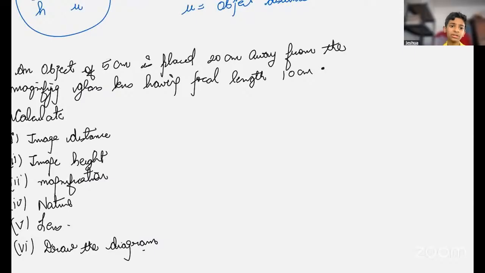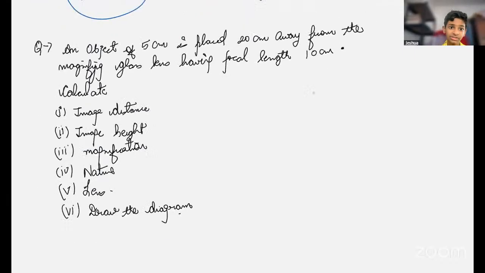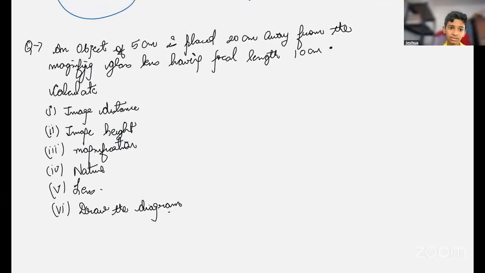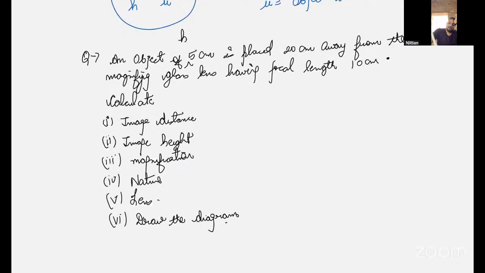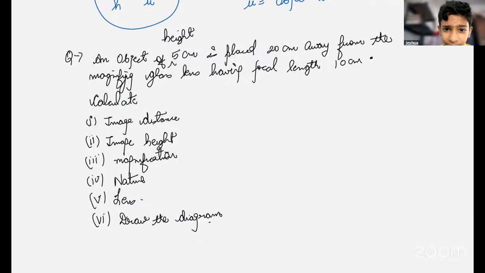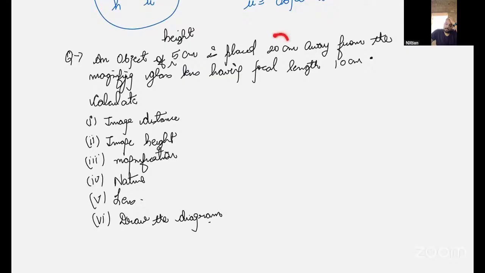An object of height 5 centimeter placed, so I can't really read it, so 20 centimeter away from the.